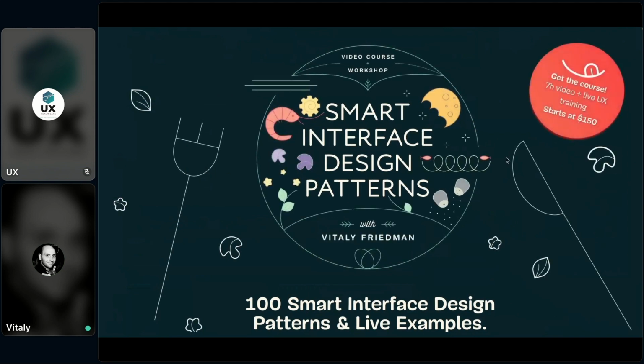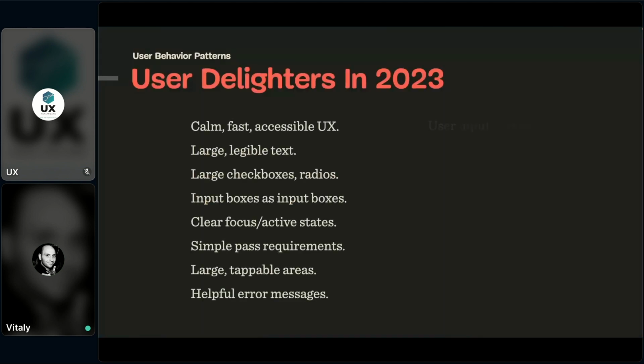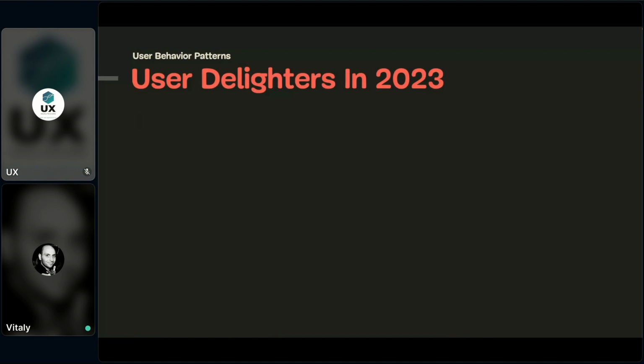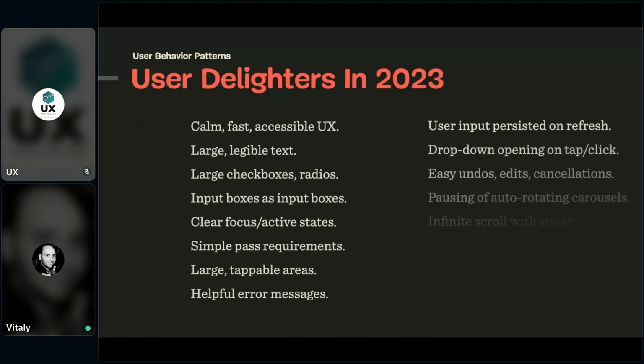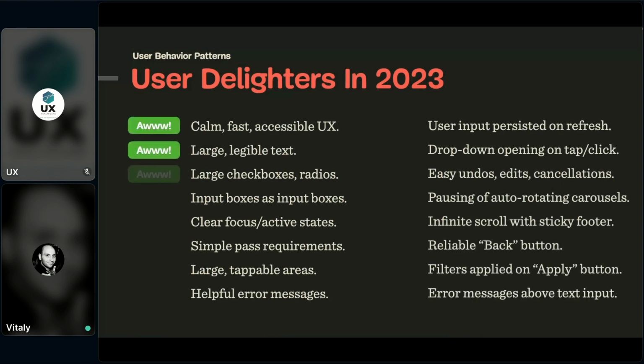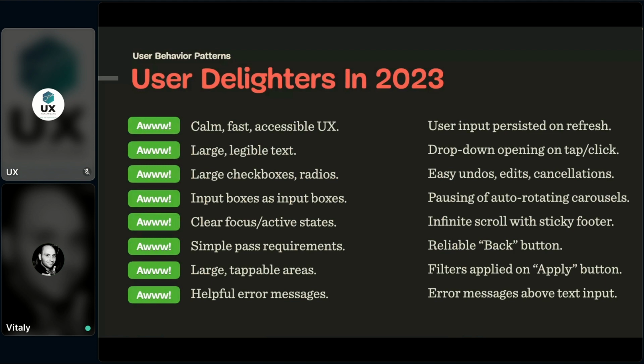But what's important about it is that over the last 20 years that I've been doing this, it's always the same. There are always the same things that people care about. They care about things that are calm, fast, and accessible. They care about large navigable text, checkboxes, large radio buttons, input boxes that look like input boxes, focus and active state, simple process requirements. It's always the same story. It has never changed, ever.